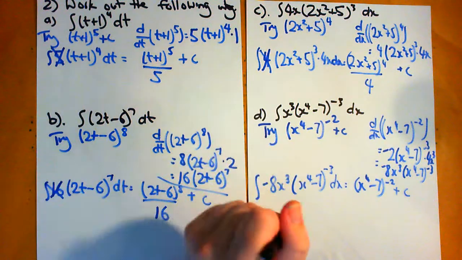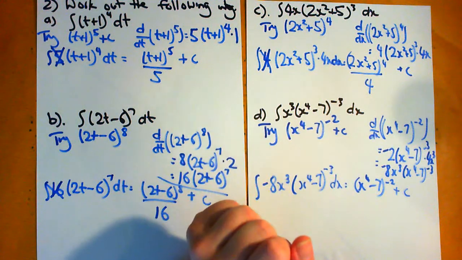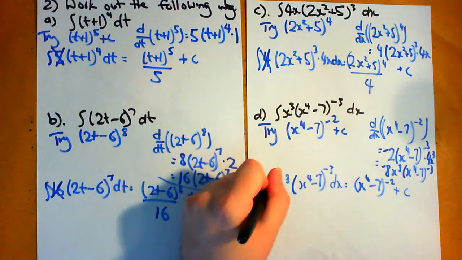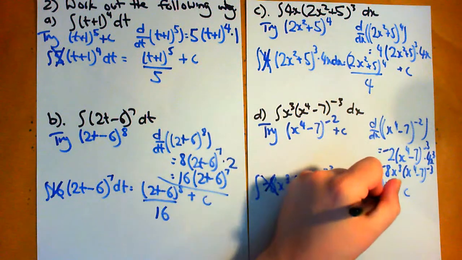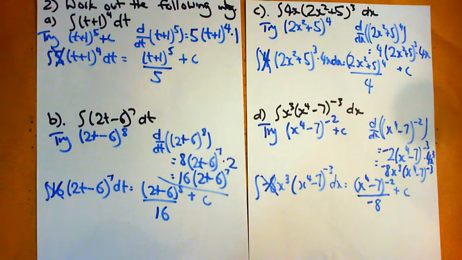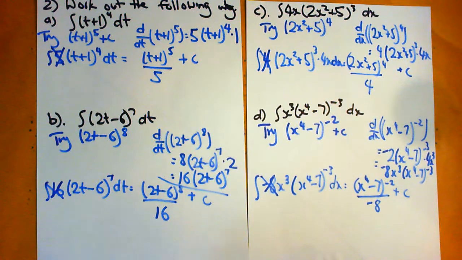We compare our integral here with what we're actually trying to integrate originally, and we've got this extra −8 multiplier, which we can just divide through by. So this is going to be divide by −8, and we get that the integral of x³ times (x⁴ − 7) to the negative 3 with respect to x is (x⁴ − 7) to the −2 over −8. Okay, so far so good.